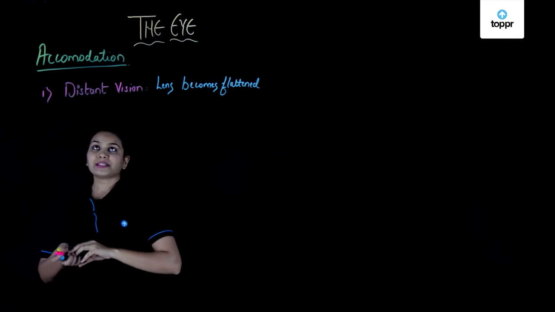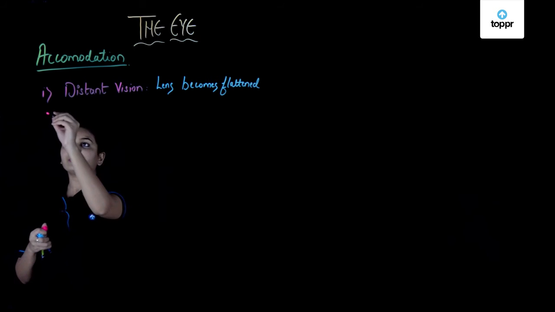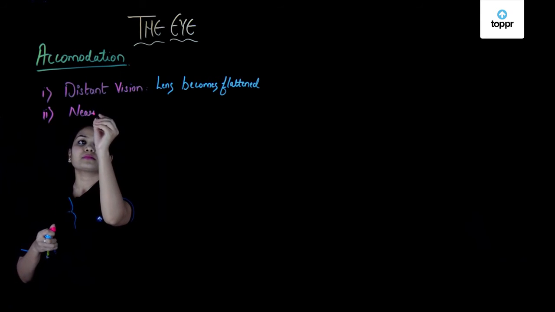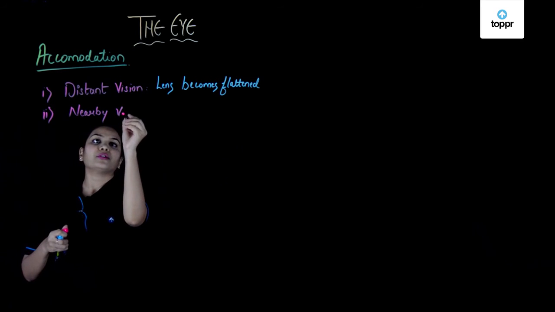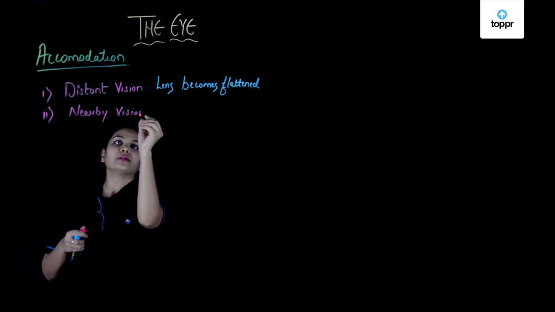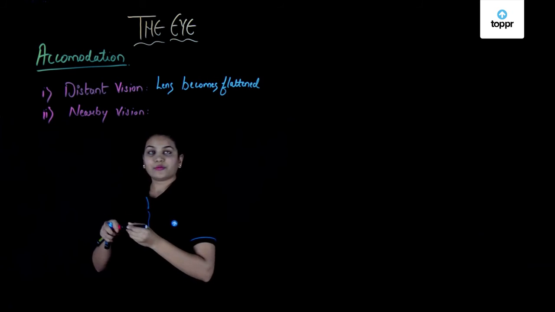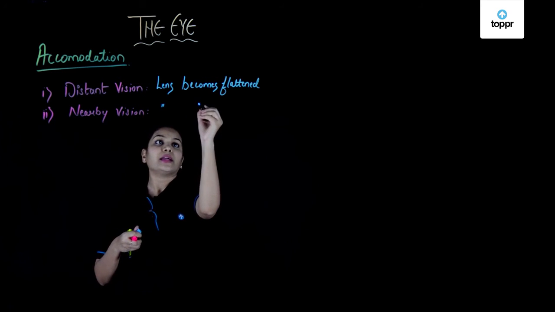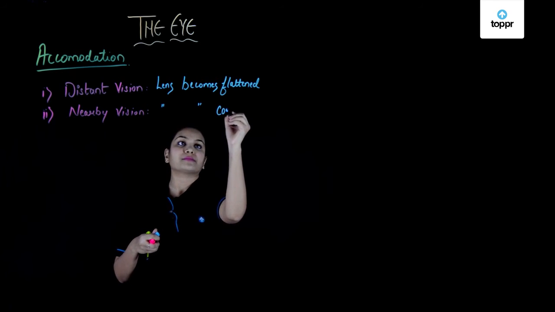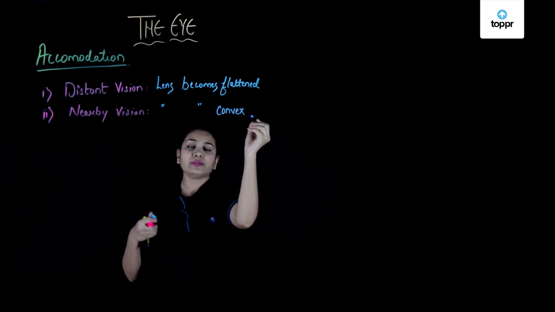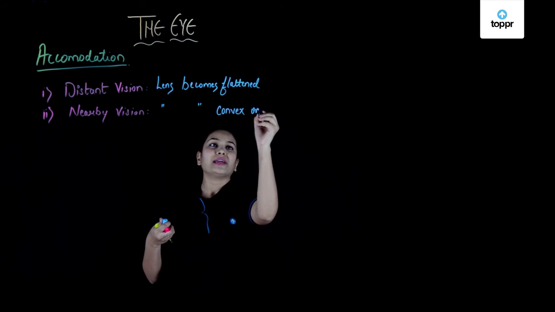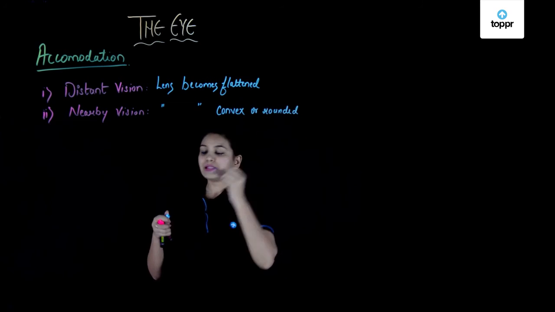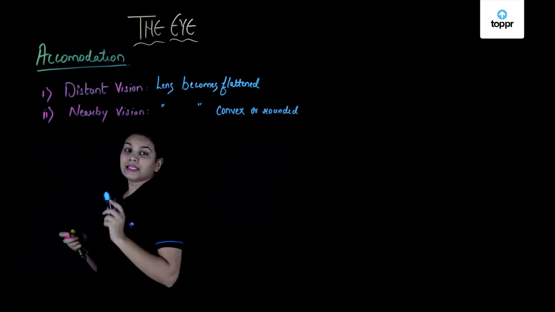Next, when we see a nearby object, we call it nearby vision. In such a case, what would happen to the lens? Well, this lens becomes convex. It becomes very much convex, or we can also say it becomes rounded. So this is the case when there is nearby vision.